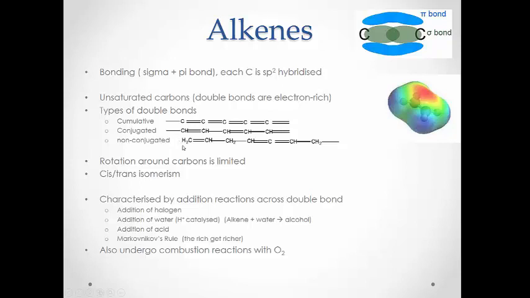So the types of double bonds you can have are cumulative, where they're next to each other. We have conjugated, where you have double, single, double, single, double. And you can have non-conjugated when it's just a random order of double bonds. So you might have two in a row, then a couple of gaps, and then another one. So it pretty much doesn't fall into cumulative or conjugated. Conjugated systems are the most interesting, so you'll find you'll talk a lot about the conjugated systems the most.